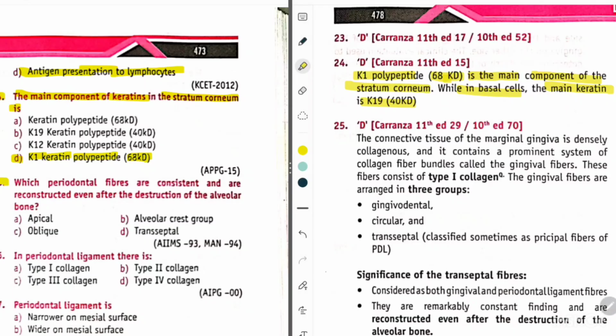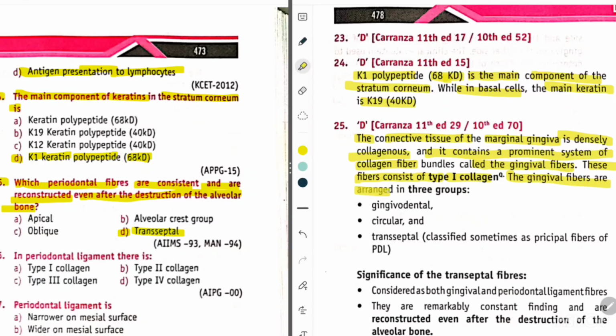Now question 25. Which periodontal fibers are consistent and are reconstructed even after the destruction of alveolar bone? So its answer is option D transeptal. Explanation is the connective tissue of the marginal gingiva is densely collagenous and it contains a prominent system of collagen fiber bundles called the gingival fibers. These fibers consist of type 1 collagen.